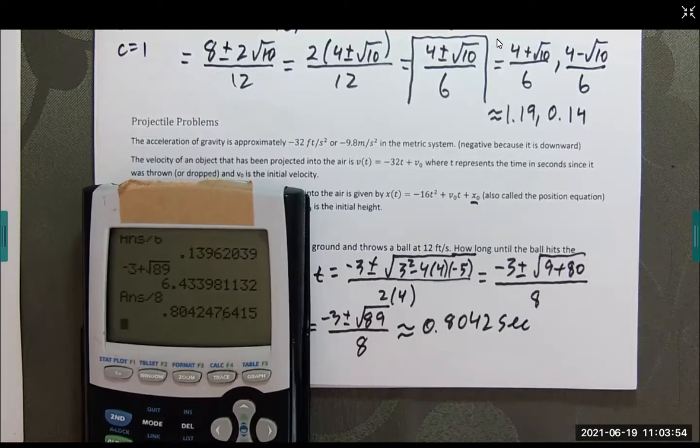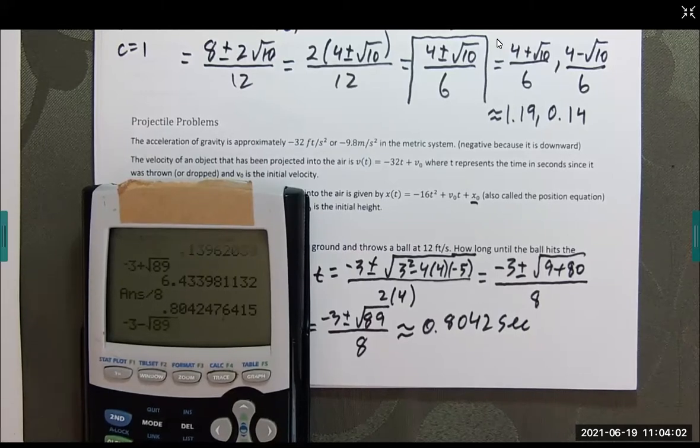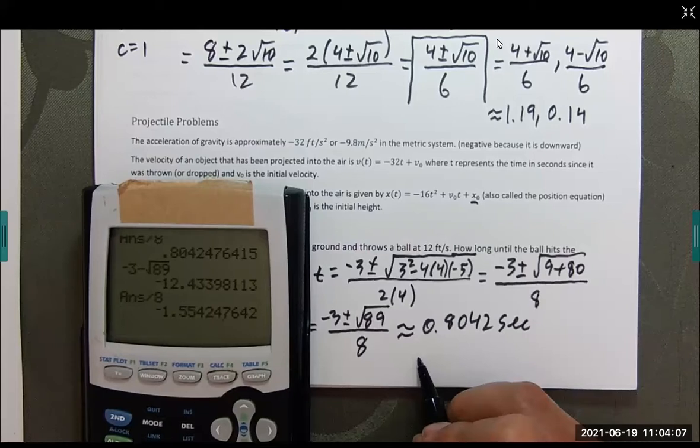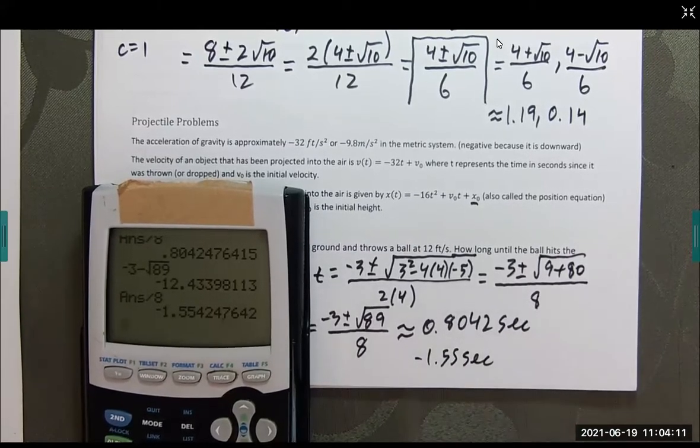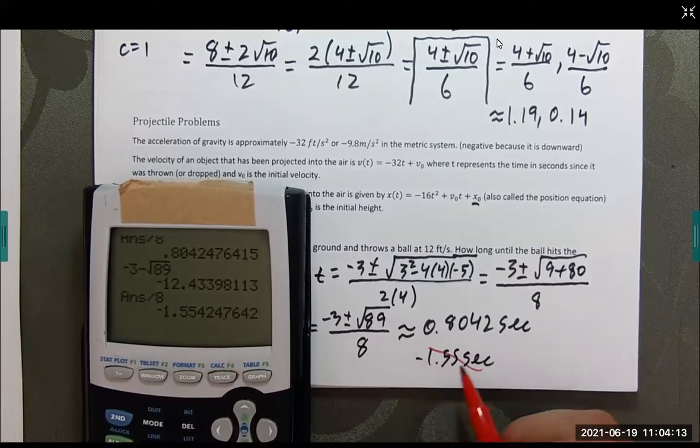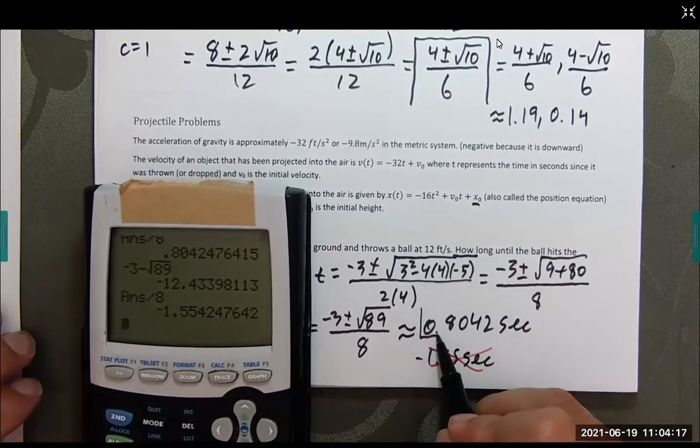And let's try the minus 1. I don't think the minus 1's good. If we get a negative time, that doesn't make sense in the context of the question, but let's try it anyway. Negative 3 minus the square root of 89 divided by 8. And you can see we're getting a negative answer. So negative 1.55 seconds doesn't make sense. So we only have one answer. That is here.